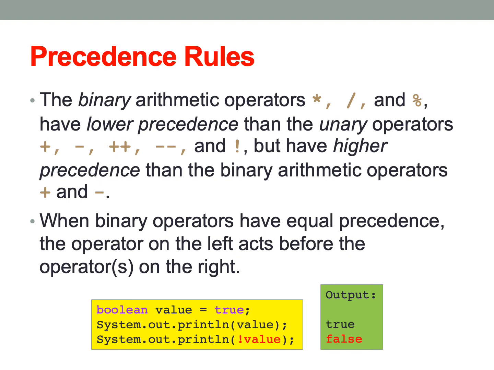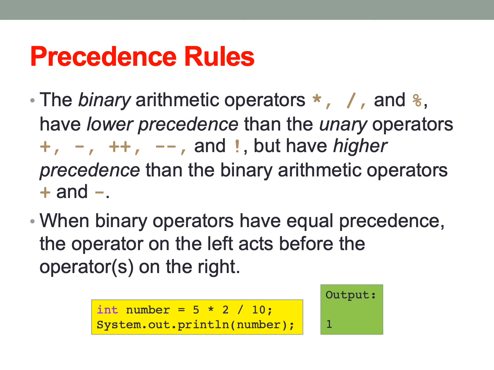And we know that in Boolean, it only has two values, either true or false. We can also do it the other way around. Say that we have Boolean value equal to false. If we do System.out.println value, it will print out the value false. And when we do not value, it will display true. So it really depends on how you want to represent it.